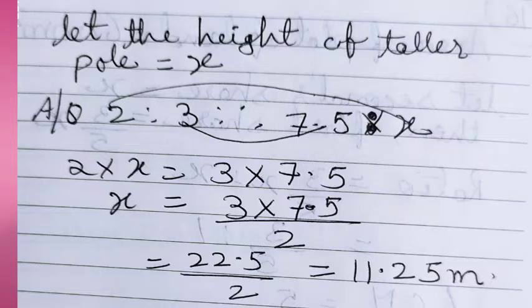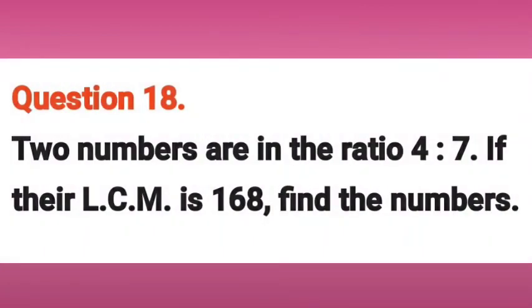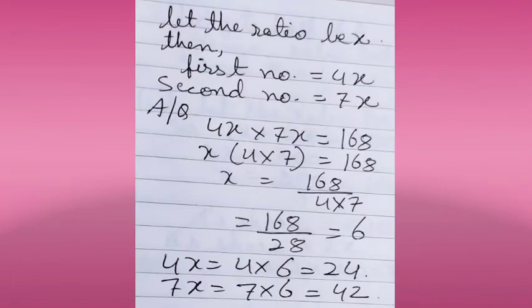Okay. Now next, question number 18. Two numbers are in the ratio 4:7. If their LCM is 168, find the numbers. So let the ratio be x. Then the first number is 4x and the second number will be 7x. So according to the question, 4x into 7x is equal to 168. It is given, LCM.